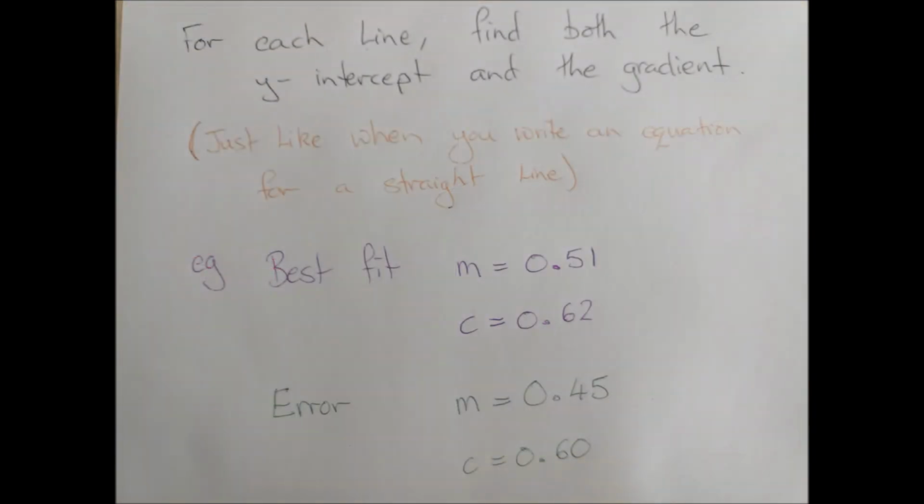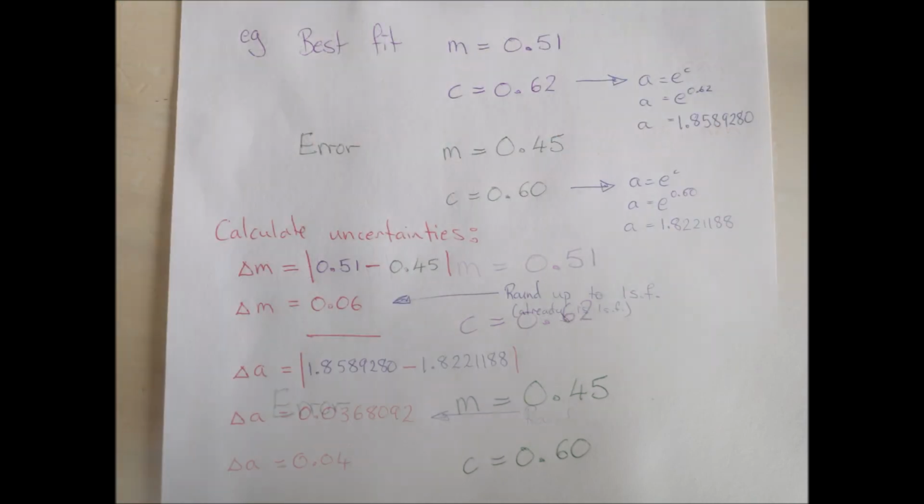I'm hoping that all of us are going to go through this process on a spreadsheet, so this should be really easy. But what we need to do is, for each of those two lines, we need a best fit and an error gradient and y-intercept. And we're going to process that y-intercept data a little bit by anti-logging it. For natural log, that looks like e to the power of whatever that is.